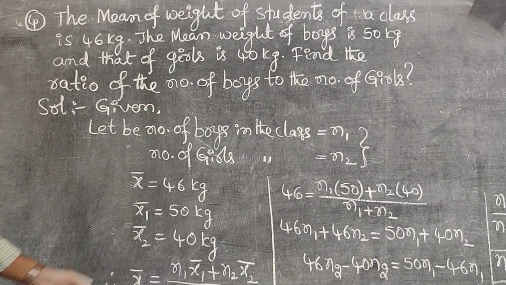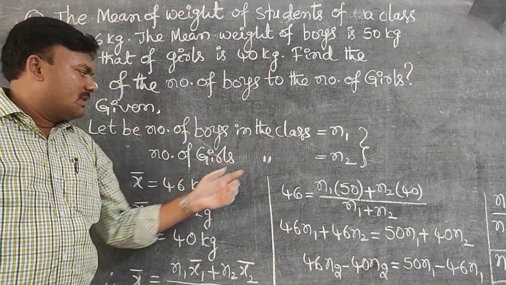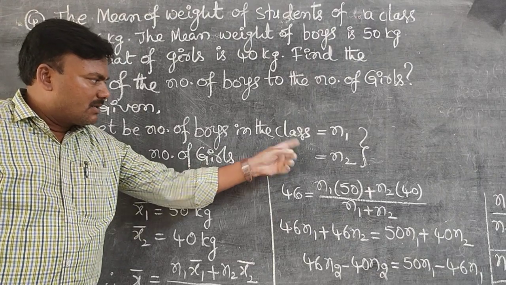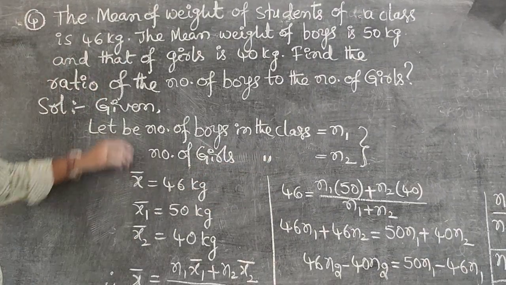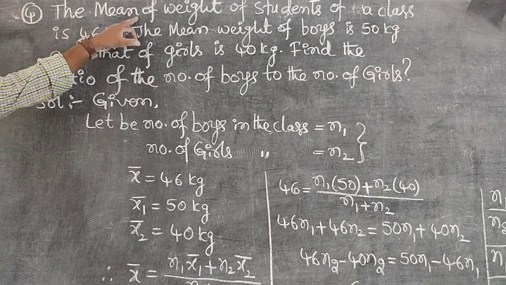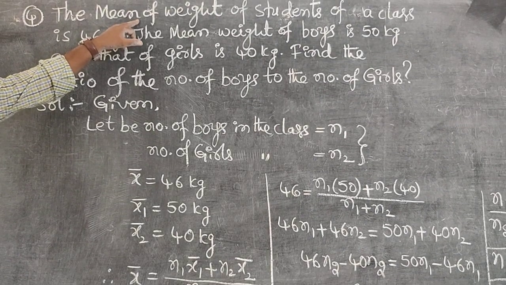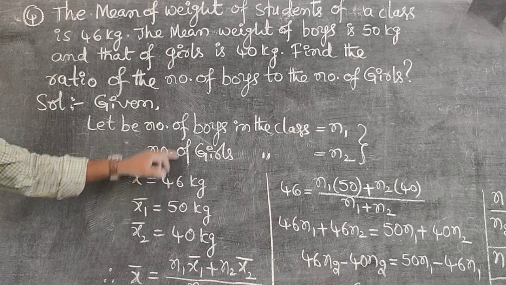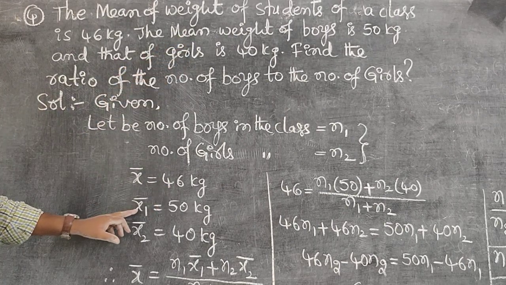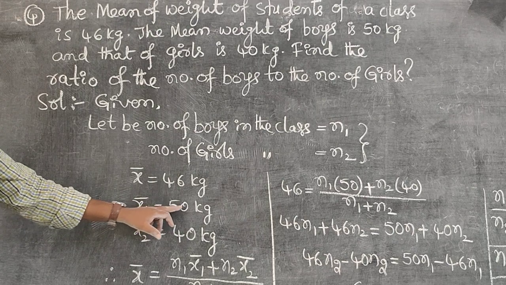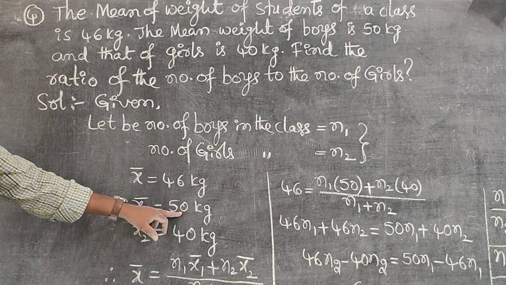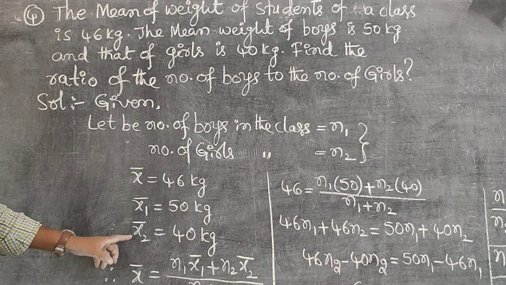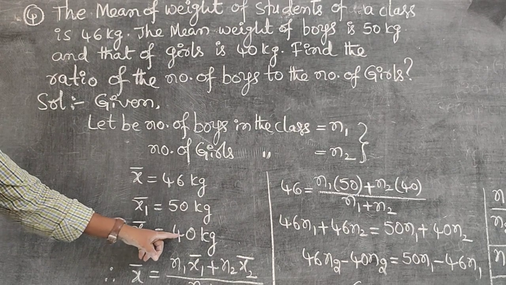Let me consider the number of boys in the class is n1, and the number of girls in the class equal to n2. Next, the mean weight of students, the total value, is given. Let me consider x bar equal to 46 kilograms. Next, the mean weight of boys, that means x1 bar, x1 bar equal to 50 kilograms. Next, the mean weight of girls is considered as x2 bar equal to 40 kilograms.